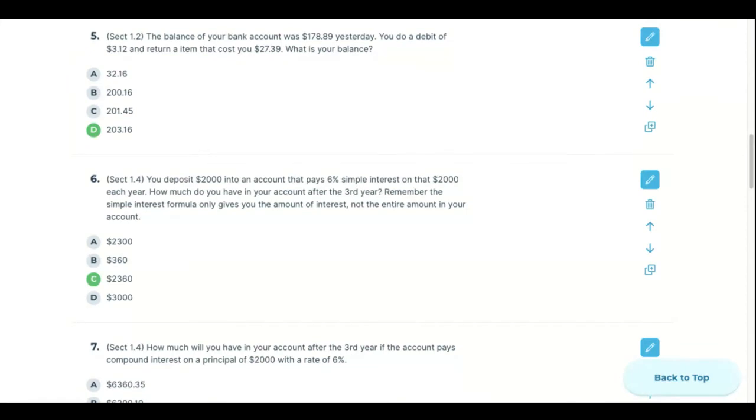So I'm going to go to my paper in a minute, but let me jot these numbers down. So this is number 5, and you can definitely show work. You start off with a balance of 178.89. Let me jot that down. It says you do a debit. Debit means that money gets subtracted, as most of you well know. And when you return an item, that money goes back into your account. It gets added to your account. So I'm going to add in 27.39. Switching back over to my camera.